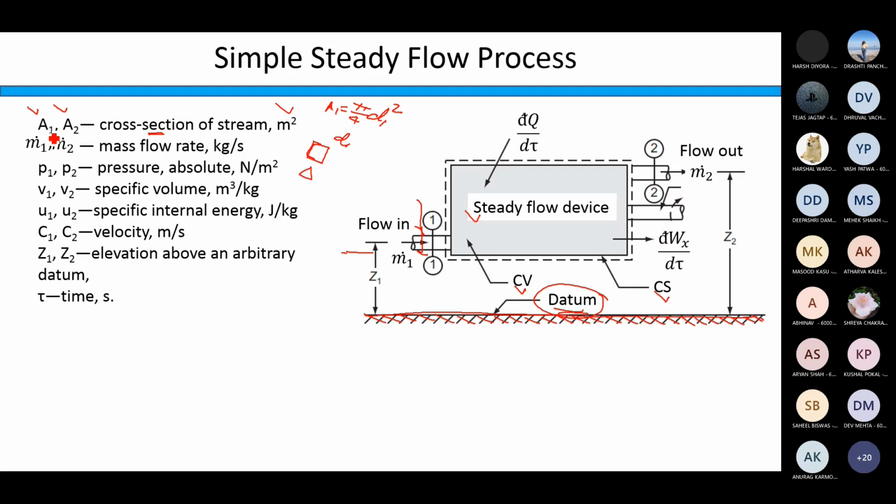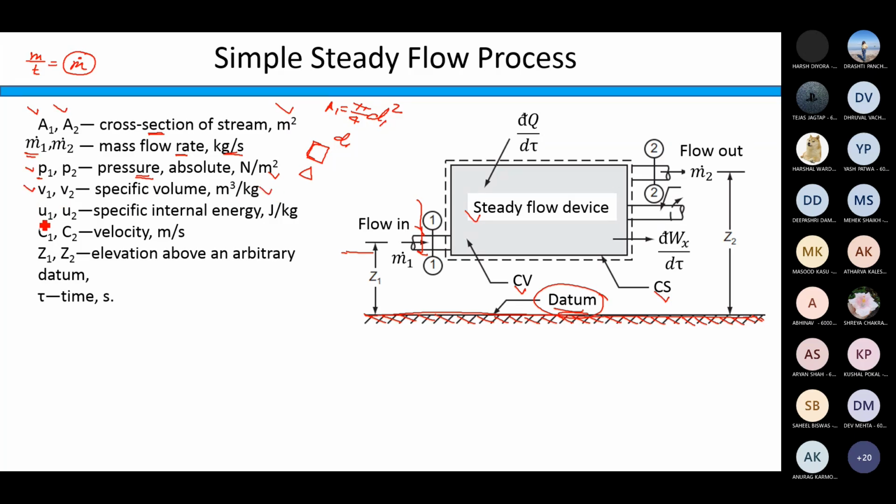Then look at the next quantity, mass flow rate. M stands for mass, and if I write a dot, it means per unit time. So mass flowing per unit time is nothing but the mass flow rate, M dot. Whenever I use the symbol M dot, it means mass flow rate, which will be measured in kg per second. Similarly, we have quantities like P1 and P2 at the inlet and outlet sections. P1, P2 is the absolute pressure, which is measured in Newton per meter square. The next quantity is specific volume, small v. v1 and v2 are specific volumes measured in meter cube per kg.